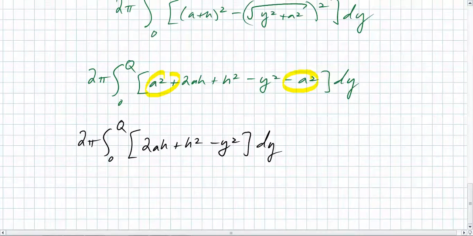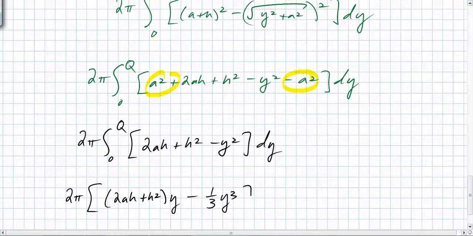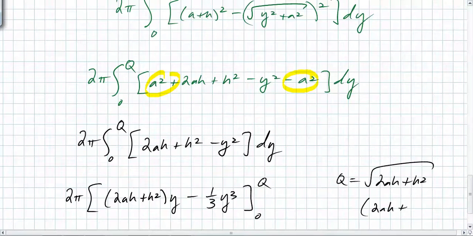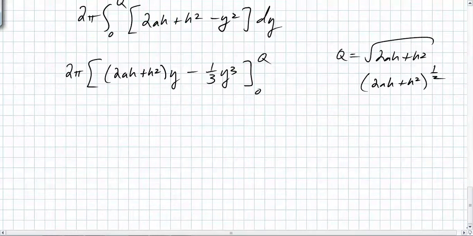2ah plus h squared is a constant, so we can integrate it pretty nicely. It's going to be 2 pi times (2ah plus h squared) times what? Y minus 1/3 what? Y cubed from 0 to what? q. Remember, q is equal to the square root of 2ah plus h squared, to what power? 1/2. Need to be careful here. Let's plug this in and see what happens. Remember that this is to the first power. I'm just giving you that so we can iron out an issue right here.